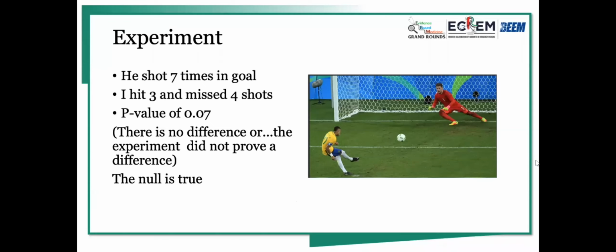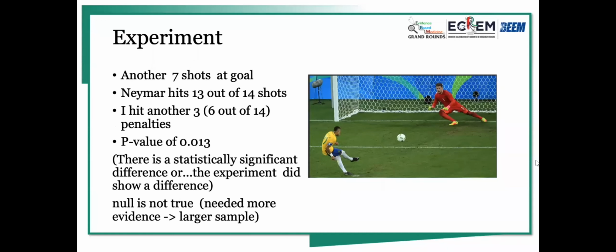And since I established that my statistically significant difference is going to be 0.05, in other words, 5%, between my shots and Neymar's shots, I found a p-value of 0.07. So what does that mean? That means there is no difference. In other words, the experiment did not show any difference. I'm just as good as this guy at shooting penalties. So the null is true. I know everyone finds that hard to believe, and so do I.